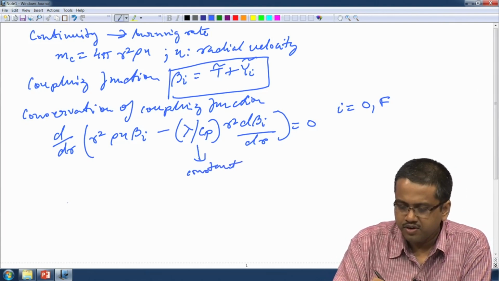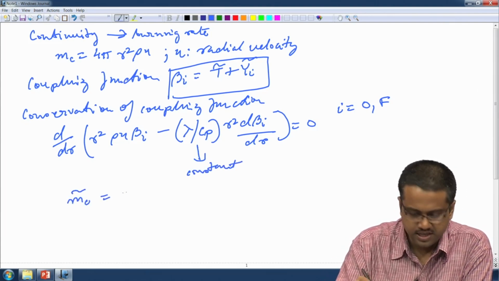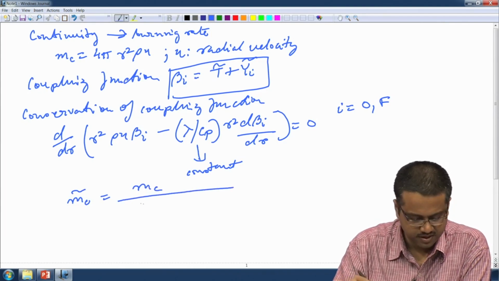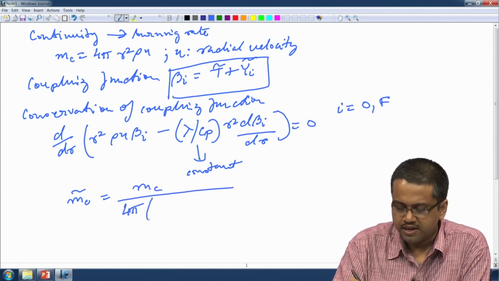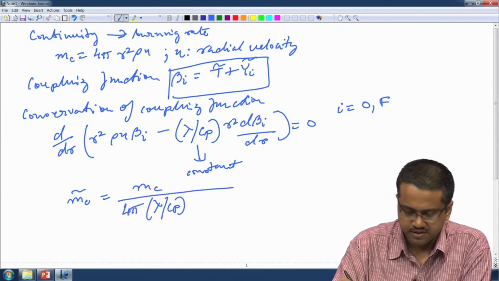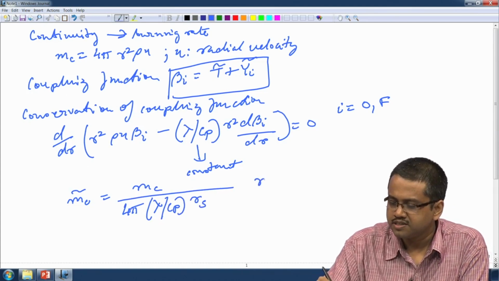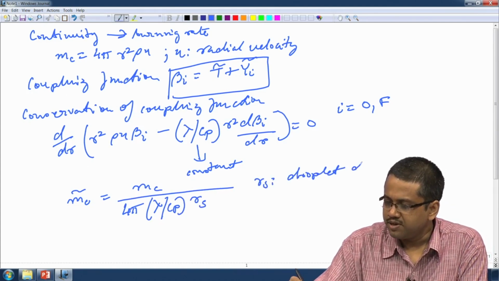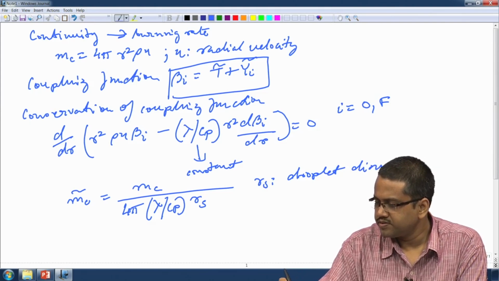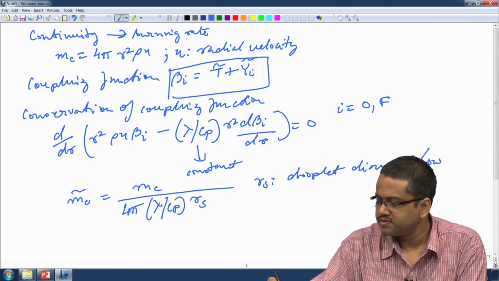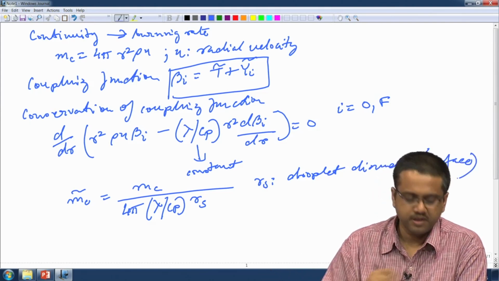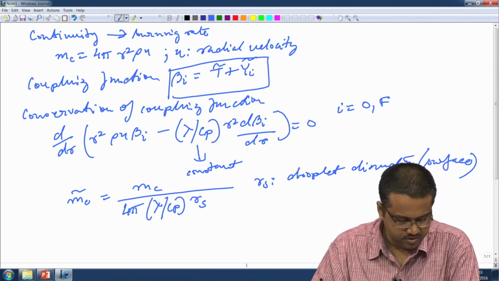And we are also defining this m dot c as m_c divided by 4 pi lambda by Cp into Rs, where Rs is basically the droplet diameter or the surface. Okay, so you got it.